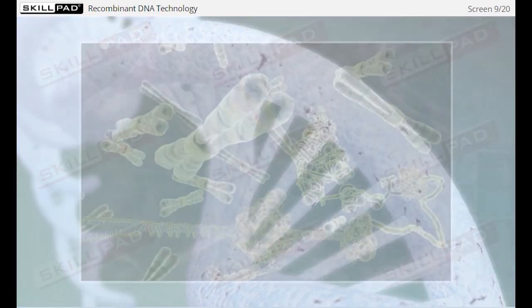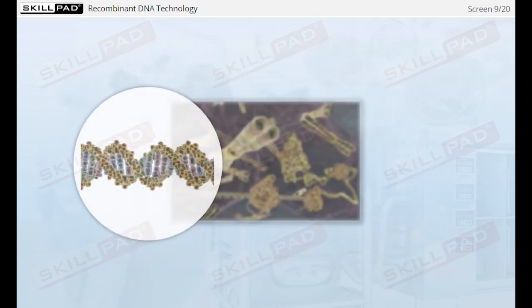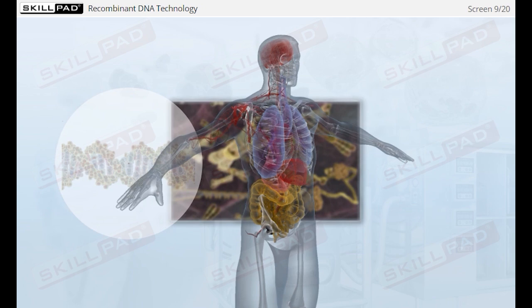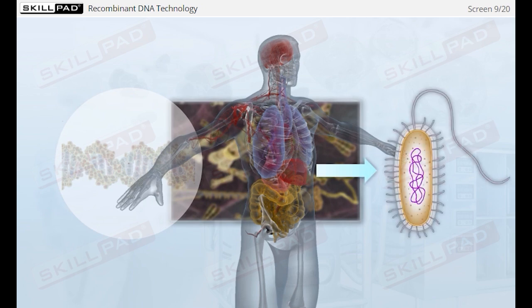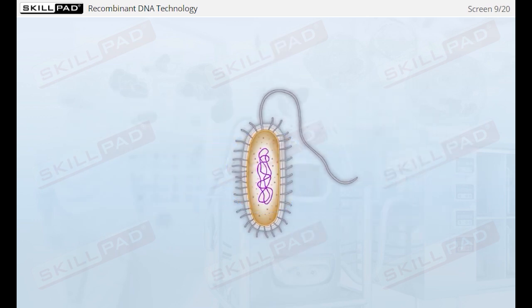It is possible to identify and isolate specific genes that instruct cells how to make specific proteins. These genes can be taken from one type of organism and introduced into the genetic material of another organism. The second organism can then be induced to produce the required protein.